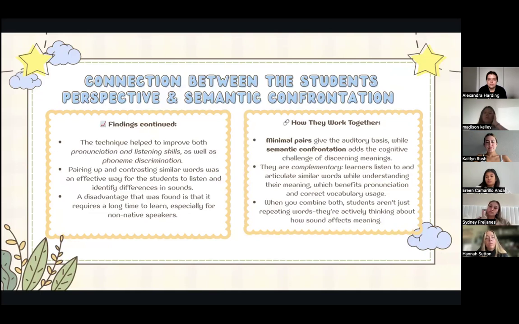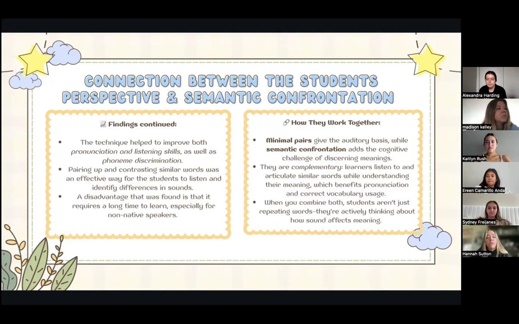Minimal pairs help students hear and produce slightly different sounds in words like pull versus pull. Semantic confrontation, on the other hand, helps students understand that those sounds carry different meanings. In other words, they're complementary. Learners listen to and articulate similar words while understanding their meaning, which benefits pronunciation and correct vocabulary usage.